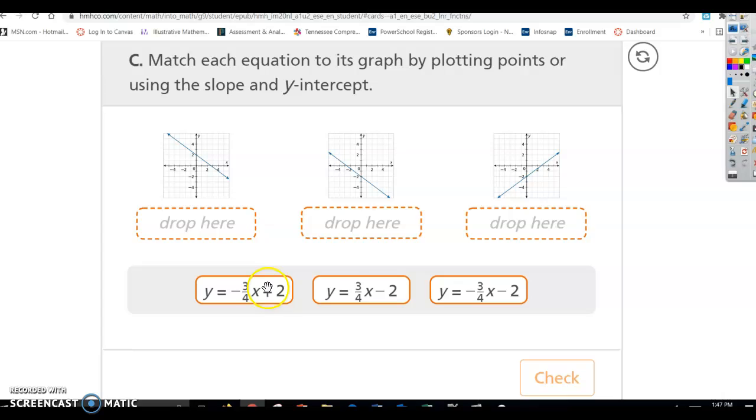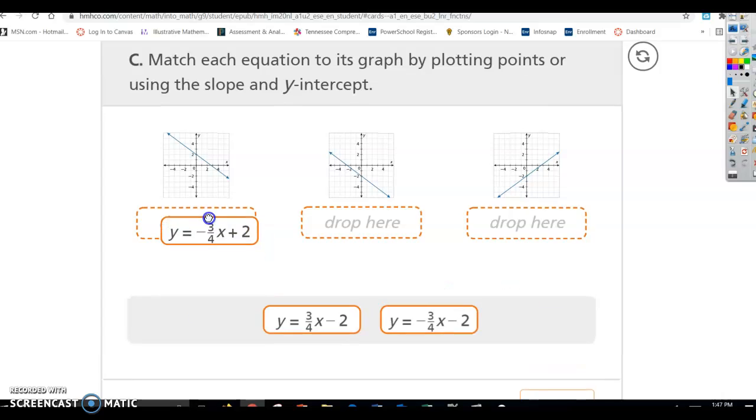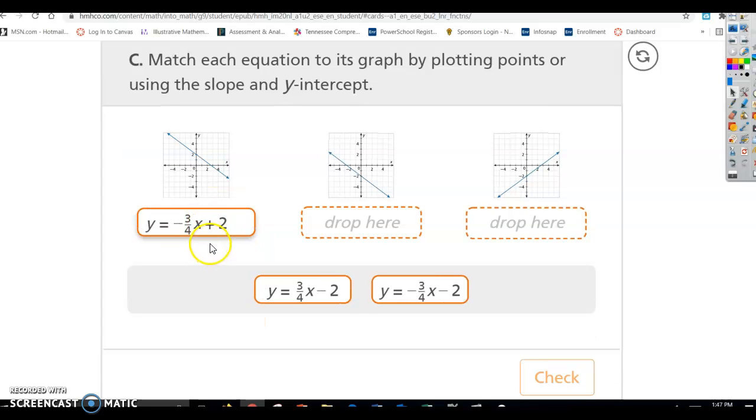We've also learned that the number on the end now is your y-intercept. So we can see that this one has a positive 2, and both of these have a negative 2 as a y-intercept. So this one has a positive 2, and it has a negative slope. So we can automatically go ahead and put that one there because of the negative slope and the positive 2 y-intercept.